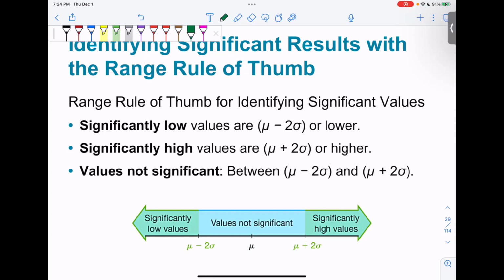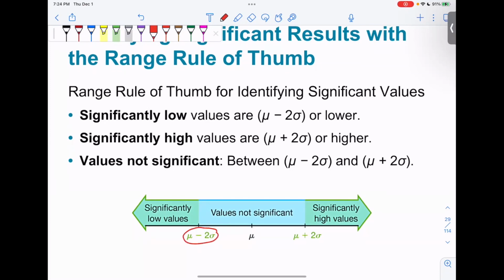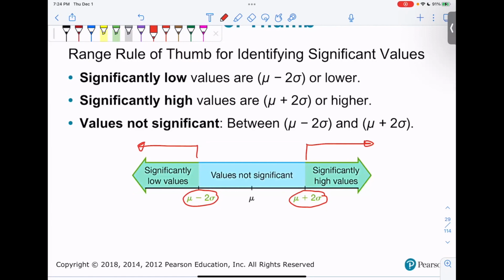Okay. So now, any value, I think we did this one many times by now. Any value less than mu minus 2 standard deviations, we call it significantly low, and any value greater than mu plus 2 standard deviations will be significantly high. Any value between them is not significant, and any value greater than mu plus 2 standard deviations or less than mu minus 2 standard deviations will be either significantly high or significantly low.